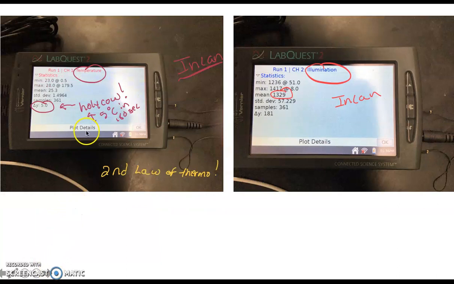For the incandescent bulb, whoa, we have a delta T of 5 degrees. So in 3 minutes, that incandescent light bulb heated up a total of 5 degrees when it was inside that enclosed box. And here is the light output.